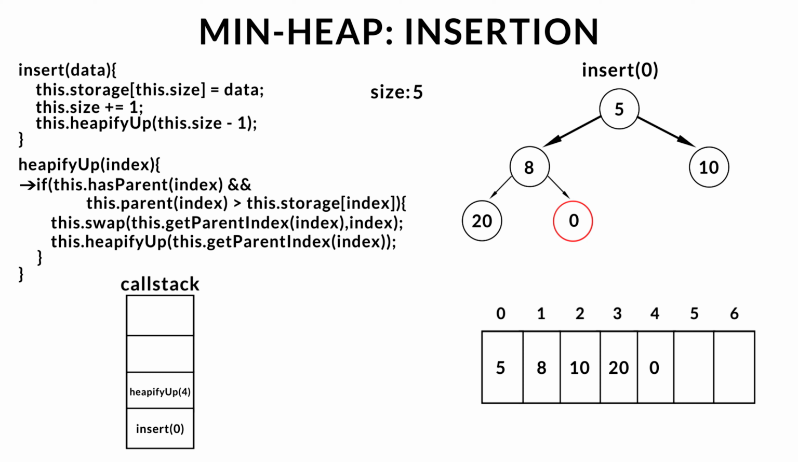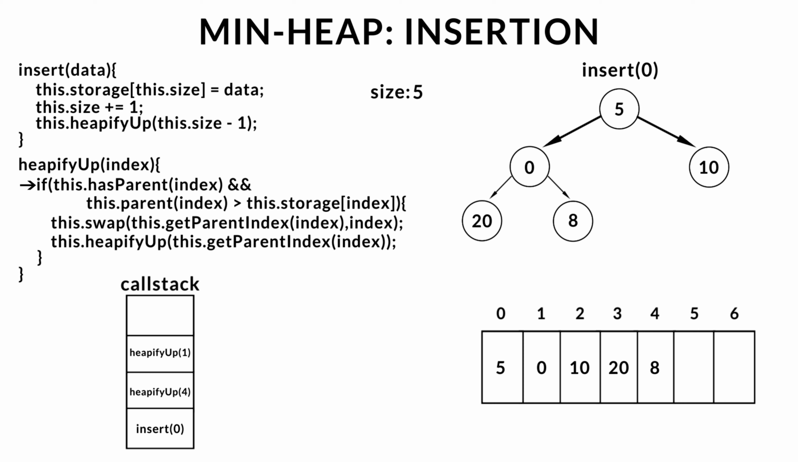Next, we check to see if this node has a parent. It does. Is the parent greater than the node we're currently at? It is. So we go ahead and swap between the two indices. We then go ahead and recursively call our heapifyUp method, this time passing in 1. So let's go ahead and put that on top of the stack.